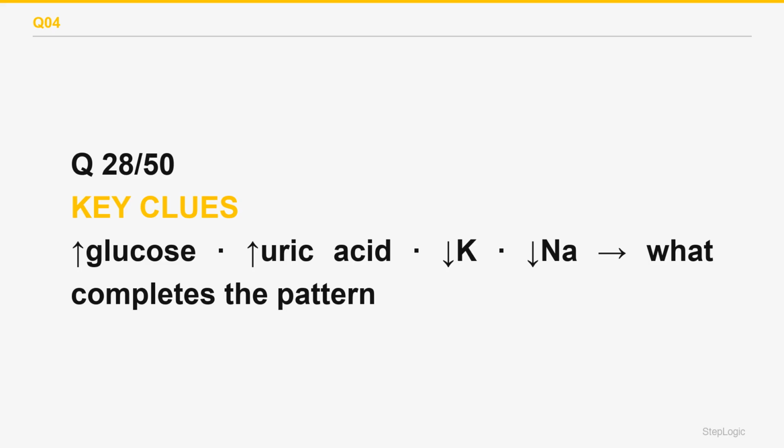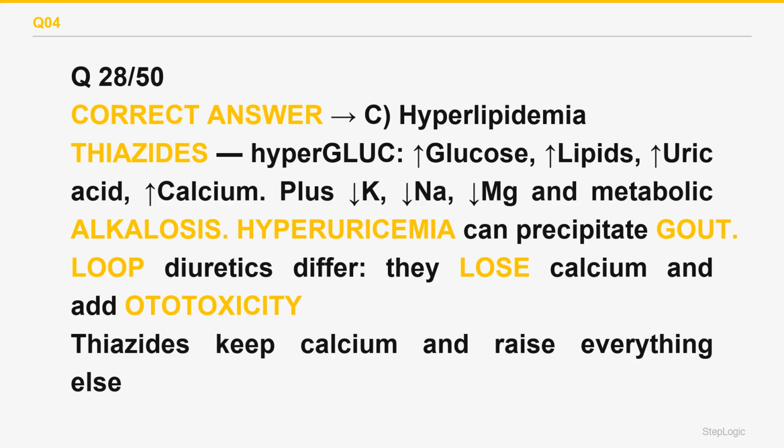Note that calcium moves up, not down. Thiazides enhance distal calcium reabsorption, which is why choice A is wrong and why these drugs are useful in calcium stone prevention. The alkalosis rather than acidosis excludes choice D. The correct answer is C.